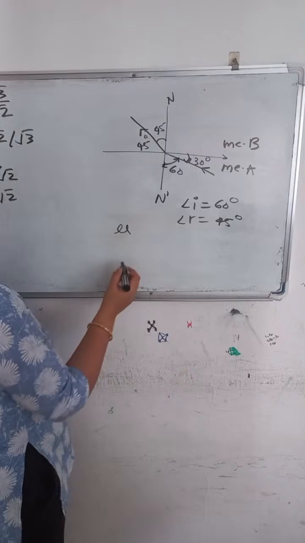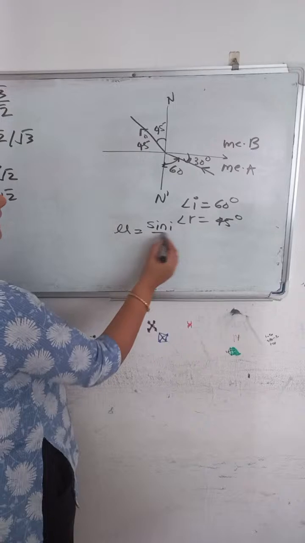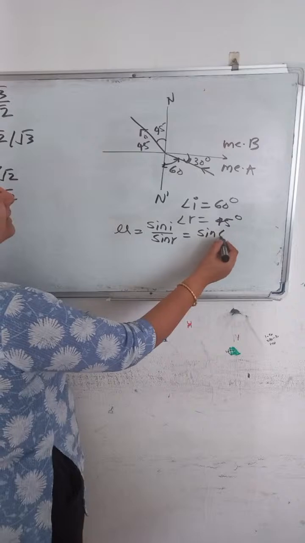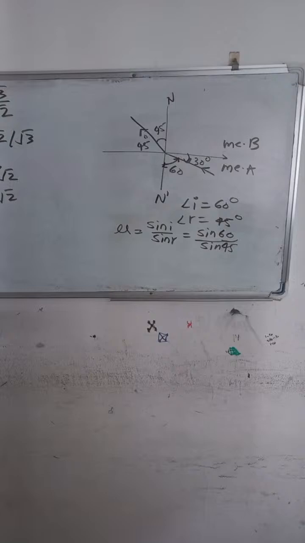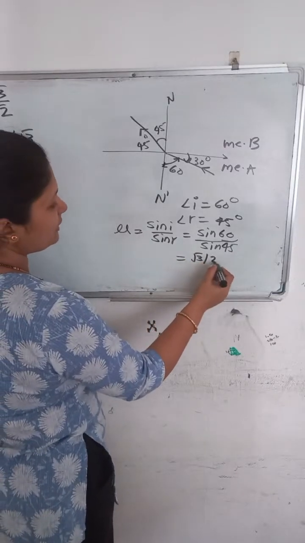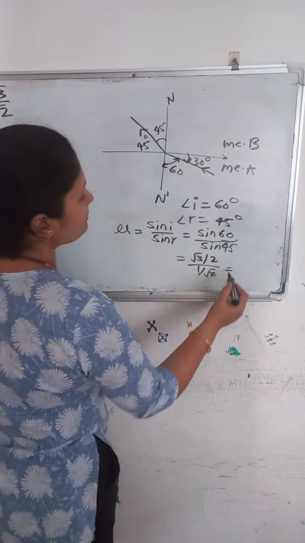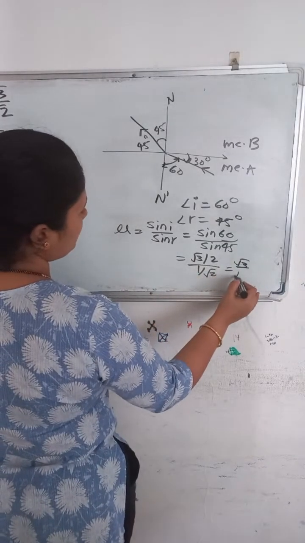So what Snell's law says is that the refractive index, or any constant, is equal to sine i by sine r. Sine i is nothing but sine 60, and sine r is sine 45. Now substitute the value. You know that sine 60 is root 3 by 2, and sine 45 is 1 by root 2. If you simplify this, you will get the answer root 3 by root 2.